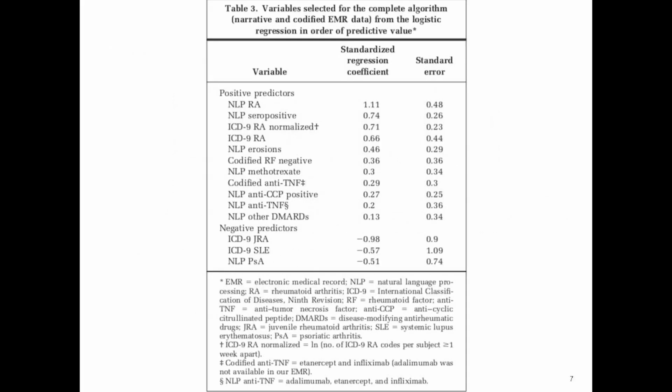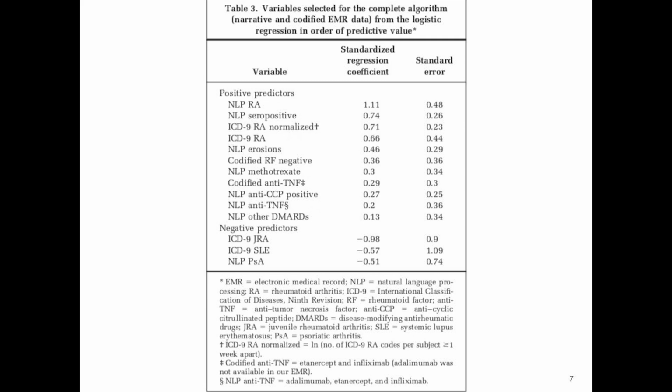So if you look at the model we built, using logistic regression, which is a very common method, what you find is that there are positive and negative predictors, and the predictors are an interesting mix of ones based on natural language processing and ones that are codified. So for example, you have rheumatoid arthritis. If a note says the patient has rheumatoid arthritis, that's pretty good evidence that they do. If somebody is characterized as being seropositive, that's again good evidence. And then erosions and so on.